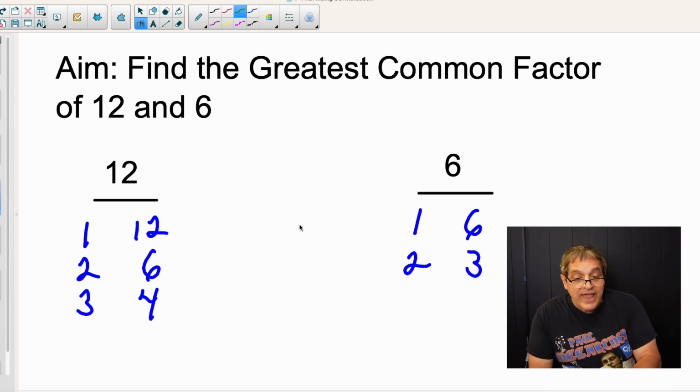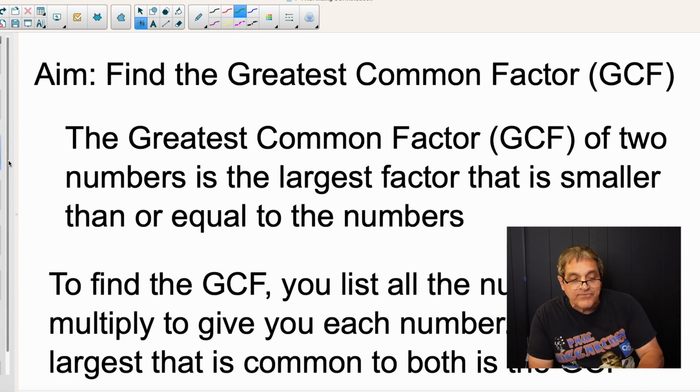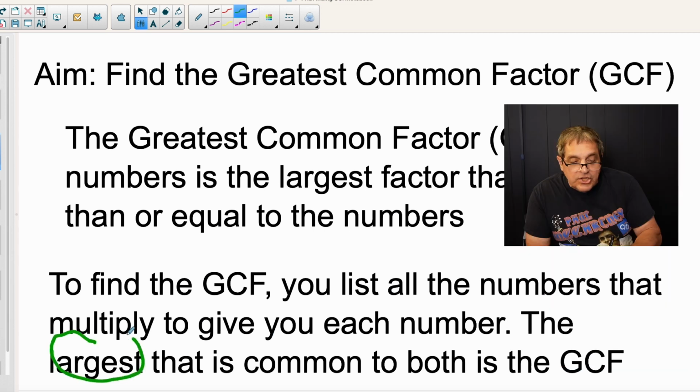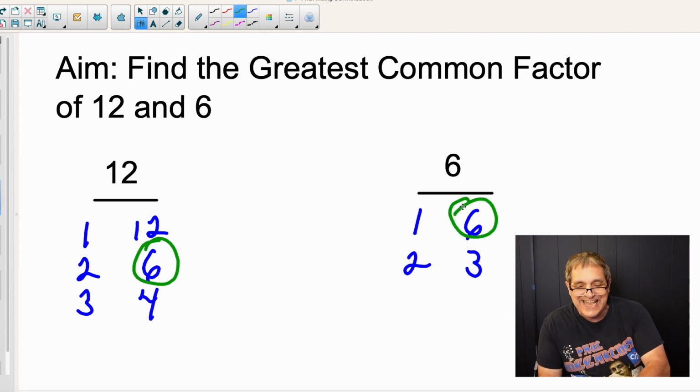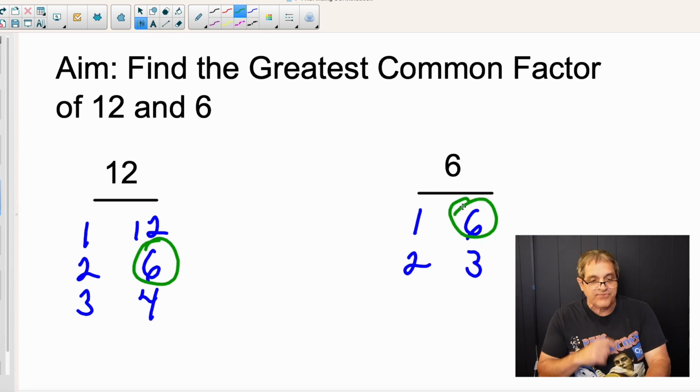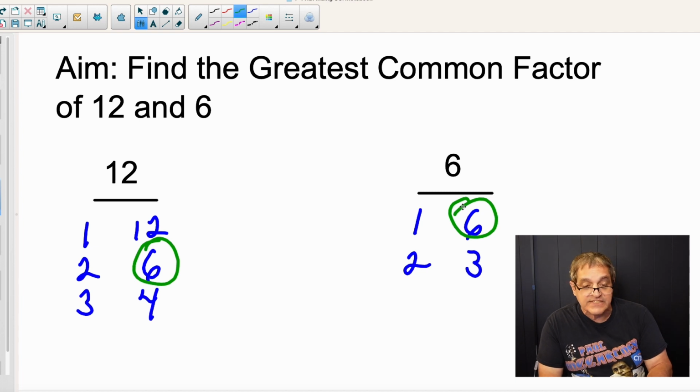Now, to find the greatest common factor, remember it said the largest that is common to both is the greatest common factor. Because 1 is a factor of both, 2 is a factor of both, 3 is a factor of both, but it isn't the largest. You want the largest or the greatest. So the greatest there, the largest, is 6. So the greatest common factor of 12 and 6 is 6.